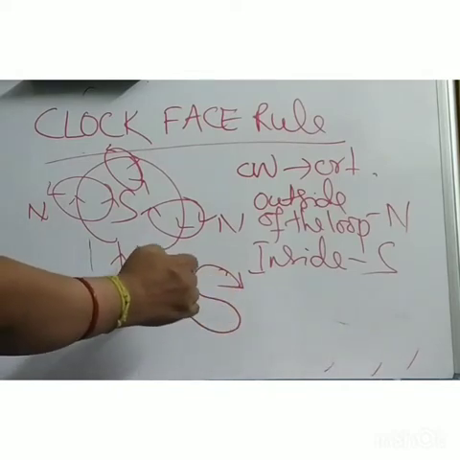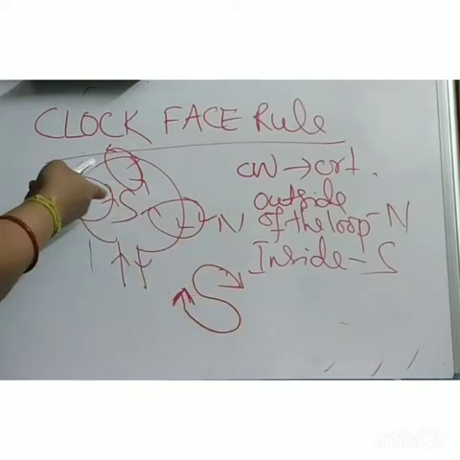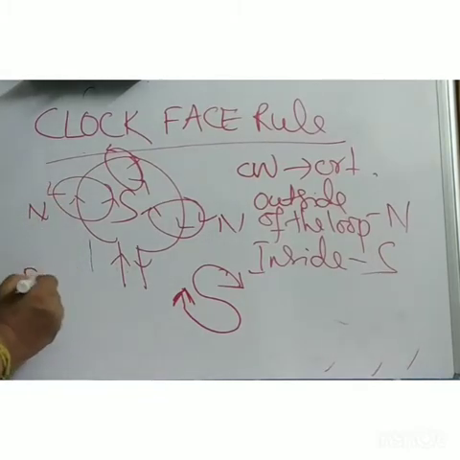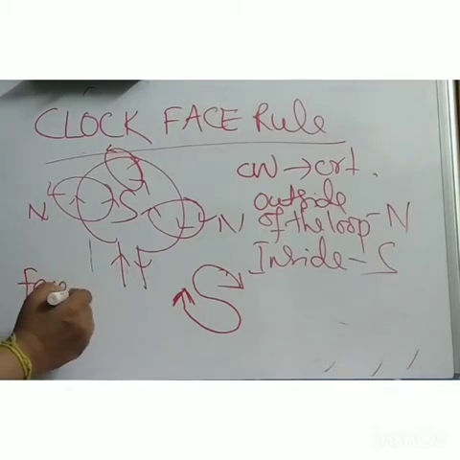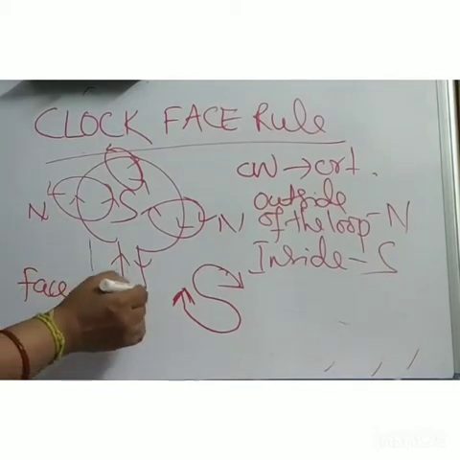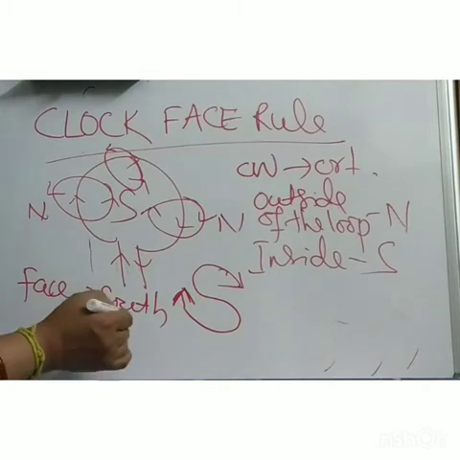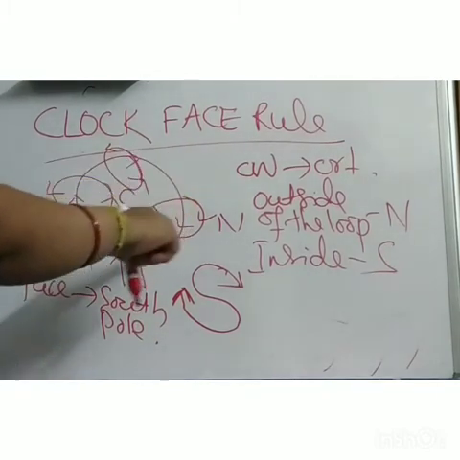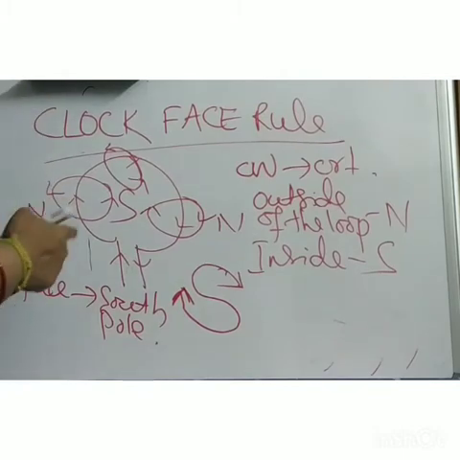See the arrow mark. So it is in the clockwise direction. If current is going in the clockwise direction, the face of the circular loop is South Pole. So face of the circular loop is south. Face will be South Pole. Am I clear with this? So now in the case of clockwise current direction, we have seen the face is South Pole.